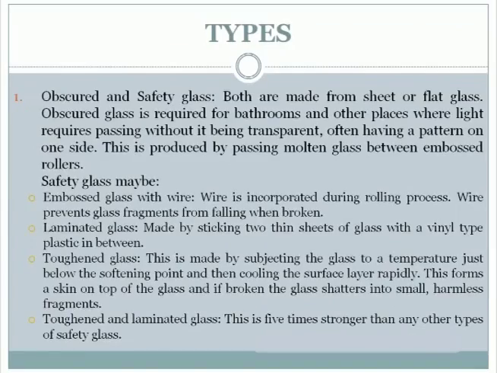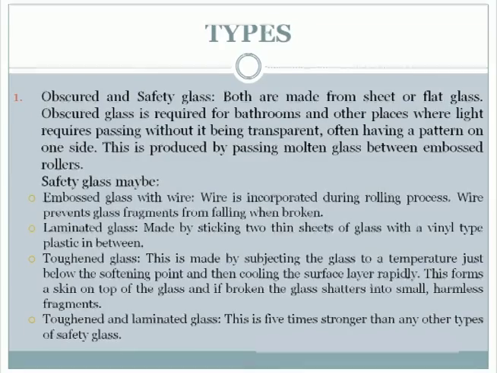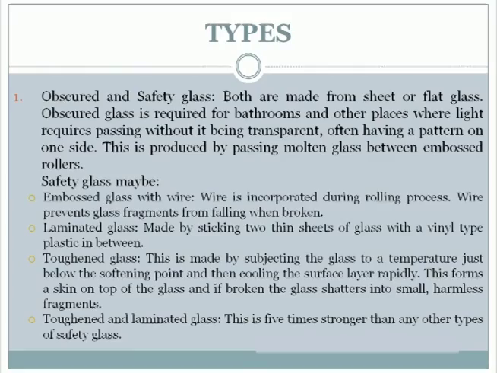Various types of glasses. First is the obscured and safety glass. Both are made from sheet or flat glass. Obscured glass is required for bathrooms and other places where light needs to pass without the glass being transparent, often having a pattern on one side. This is produced by passing molten glass between embossed rollers. Safety glass may be embossed glass with wire. Wire is incorporated during the rolling process. Wire prevents glass fragments from falling when broken.